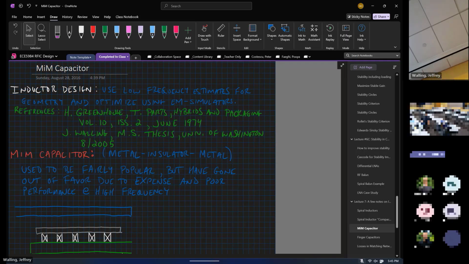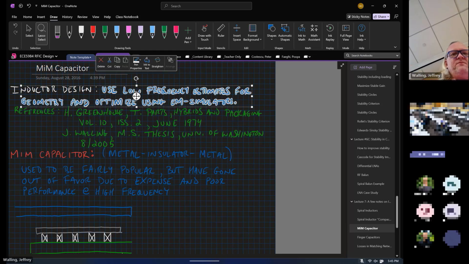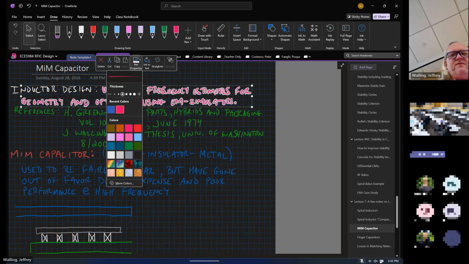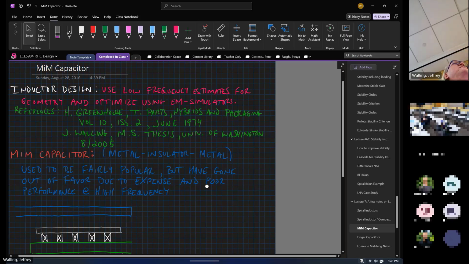Okay. How do we make a capacitor? Well, we have a MEM capacitor. Oh, let's get rid of this terrible dark blue. I like it.